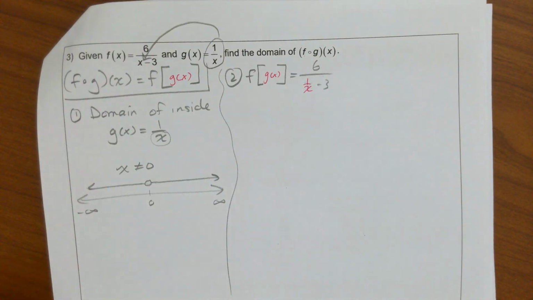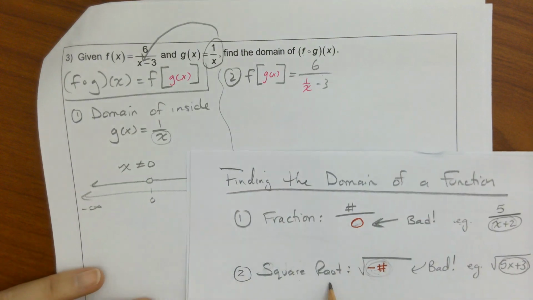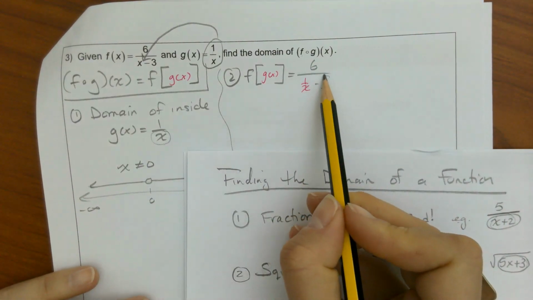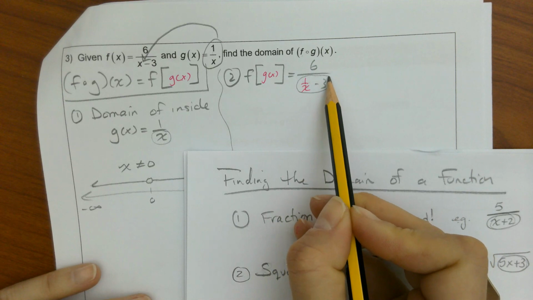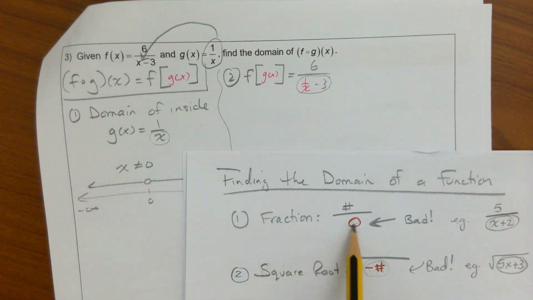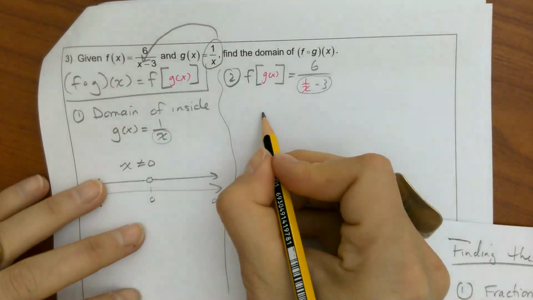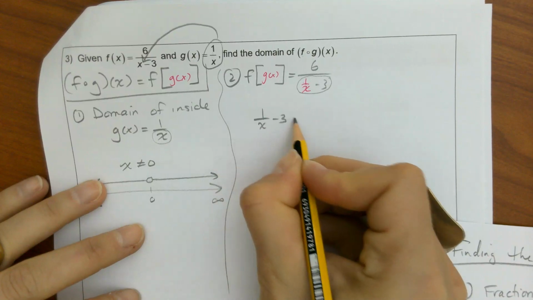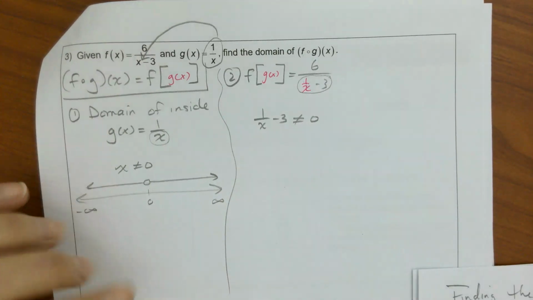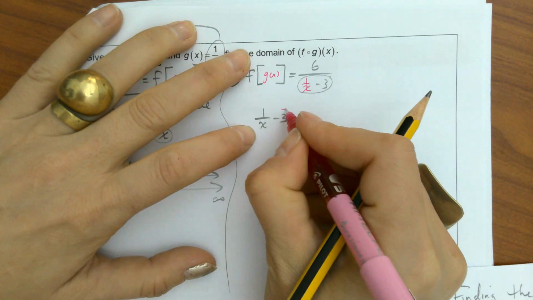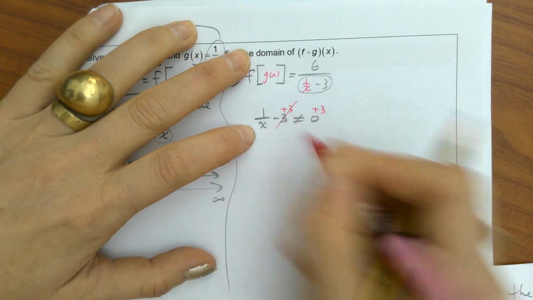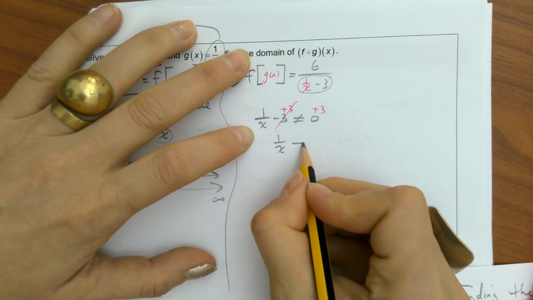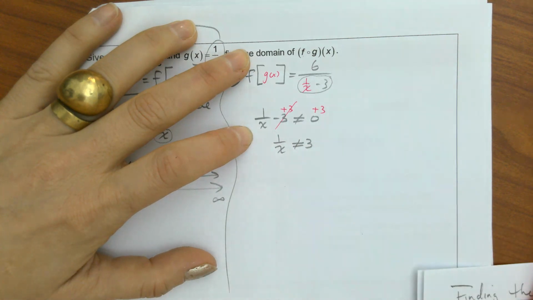Okay, so now what are my 2 restriction areas? Fractions and square roots. Well, here I have a fraction, so I have to say this cannot be equal to 0. So let's solve for x. Add 3 to both sides. Then I get 1 over x cannot be equal to 3.